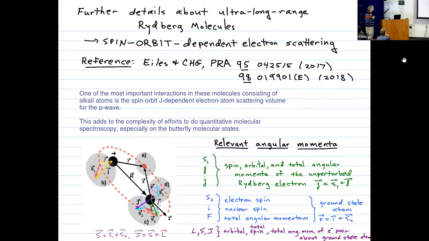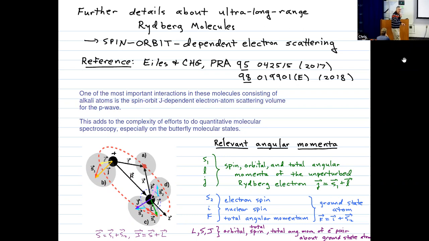Okay, the next thing I wanted to talk about is how to treat spin orbit scattering of an electron off of a ground state atom. We tackled this in a paper in 2017, actually it's just one main paper, and a couple of minor typos in equations the next year, 2018. Some of the difficulty in treating especially rubidium, and especially cesium, is that there's a very big spin orbit interaction, not only in the Rydberg atoms themselves, where it can often be negligible for the Rydberg electron, but not for the ground state atom.